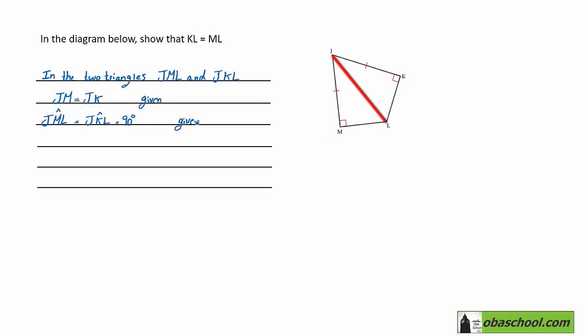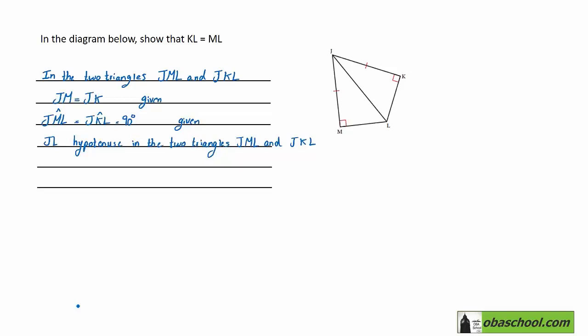We also have a common side, JL, and so JL, a common hypotenuse facing the right angles in both triangles. Now, we have actually proven these two triangles to be congruent by right angle, hypotenuse, and side. Now, let's write that down and take a look at KL and ML.